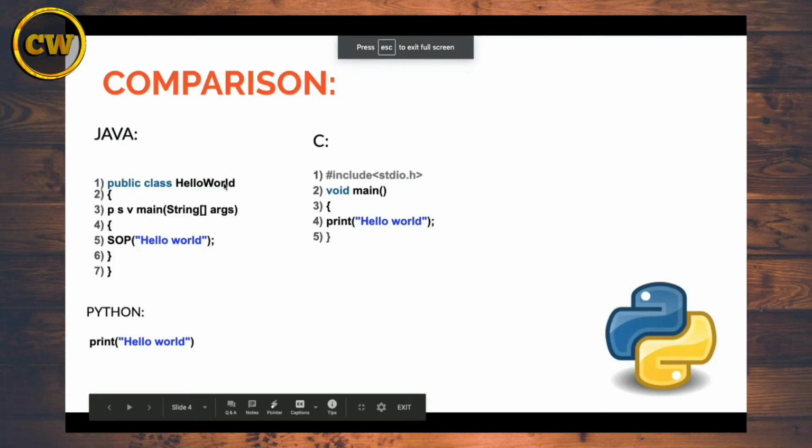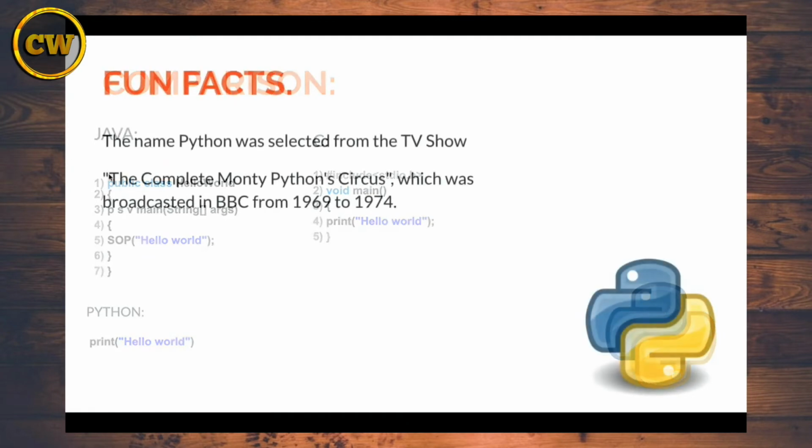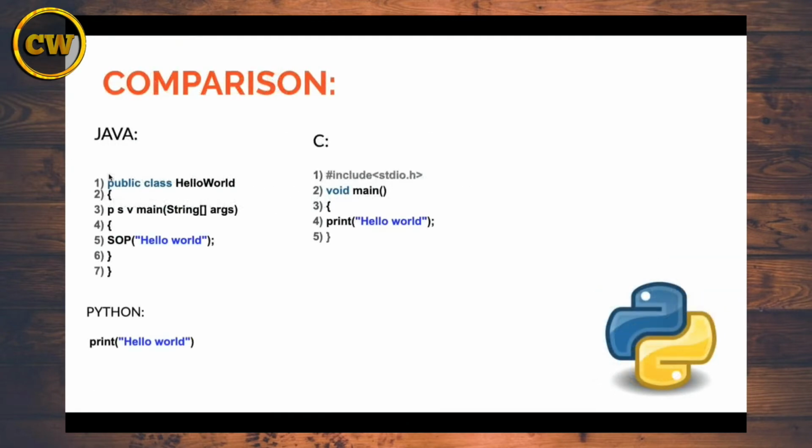As we have seen, in Java there are these keywords, public class hello world, and in C there is the header file, void main and everything else. And in Python it is only one line, right? Isn't it interesting?